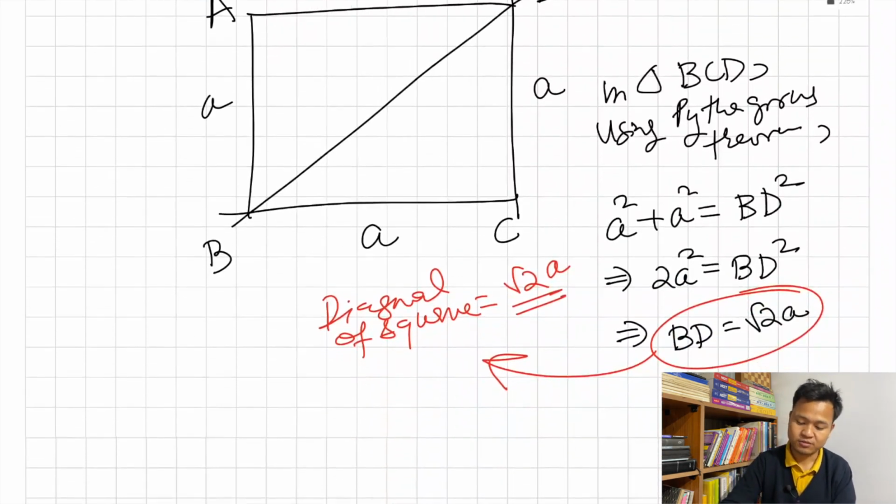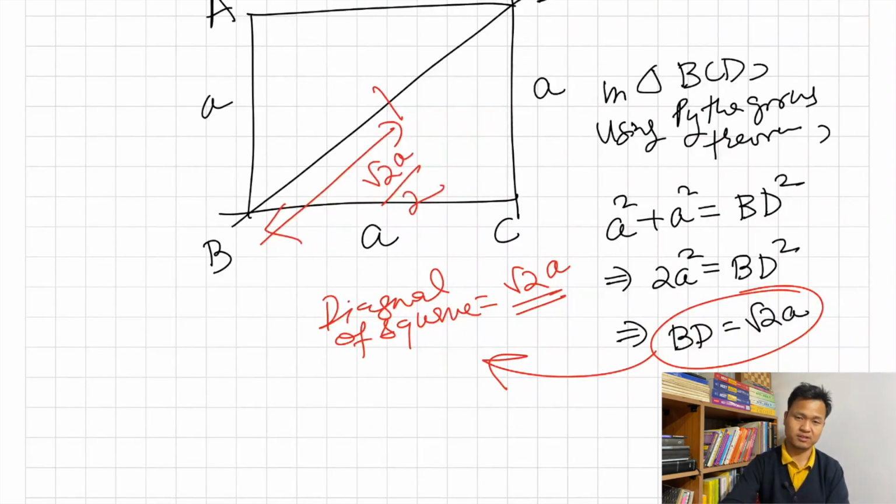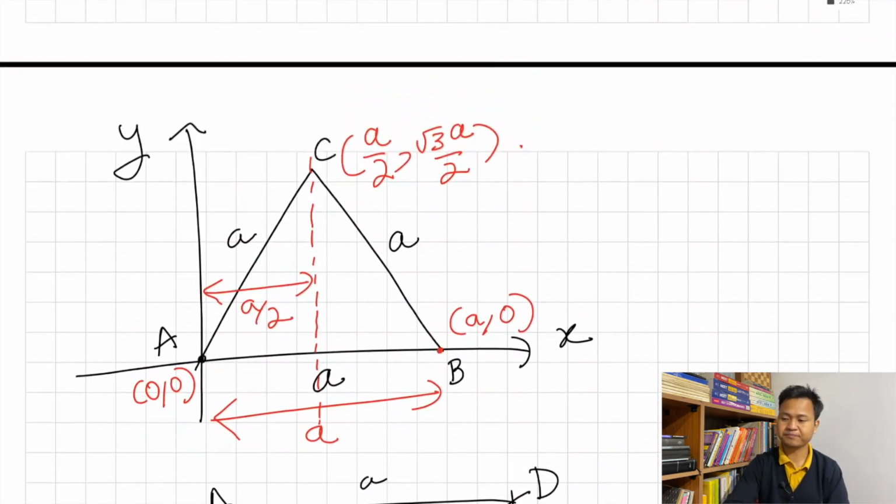What will be half of this diagonal? Root 2 into a divided by 2. If you cut the diagonal in half, you'll have a by root 2. Half of the diagonal is a by root 2, so the diagonal is root 2 into a. I think that much is enough. I hope you understand it.